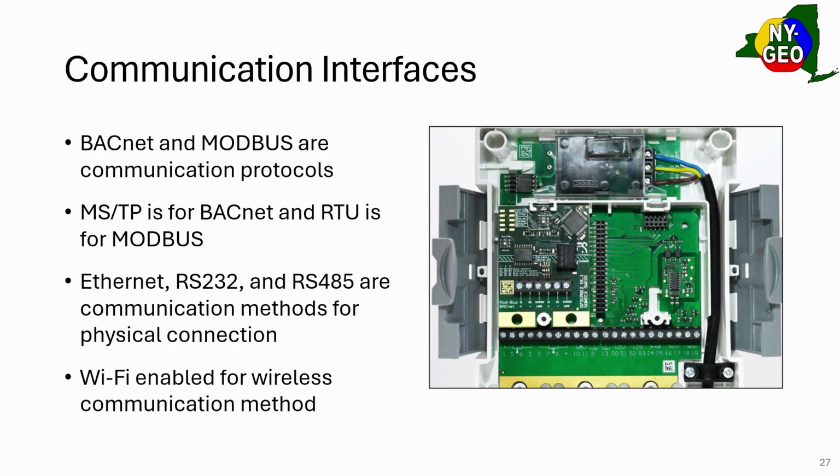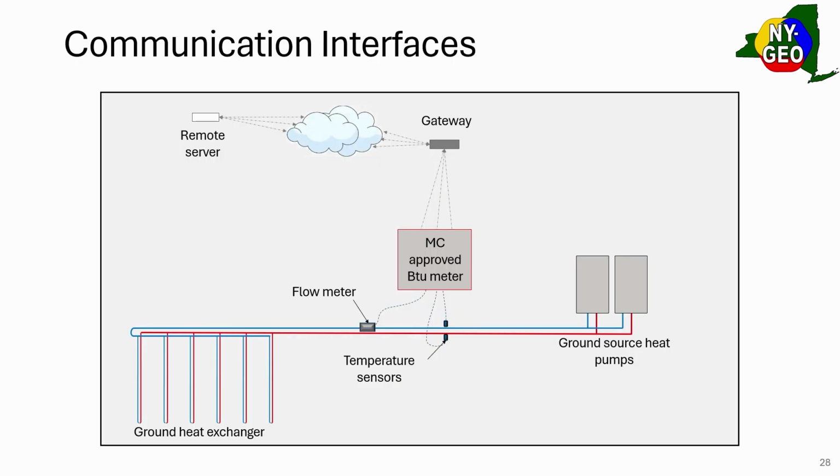And then if you hear TCP/IP or IP, that's Internet Protocol. And that's Ethernet, which is a physical connection, or Wi-Fi, right? So that's how we pull the data from the BTU meter and send it to the server. And what it looks like is something like this, right?